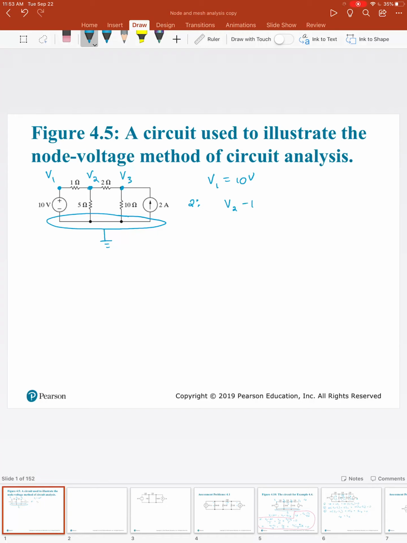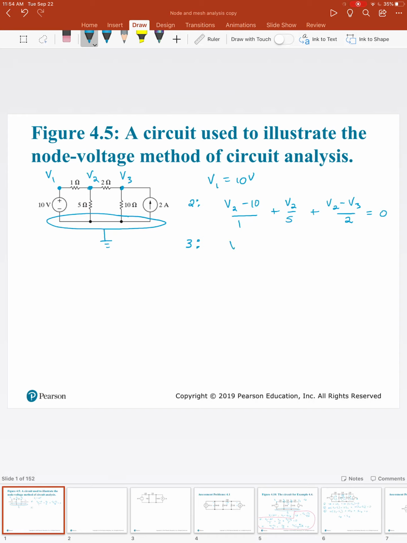So I have V2 minus V1, which is 10, over 1. And then I have V2 over 5. And then I have V2 minus V3 over 2. That's equal to 0, and it's important to put that it's equal to 0, otherwise you don't have an actual equation. So we need an equation if we're going to solve something.